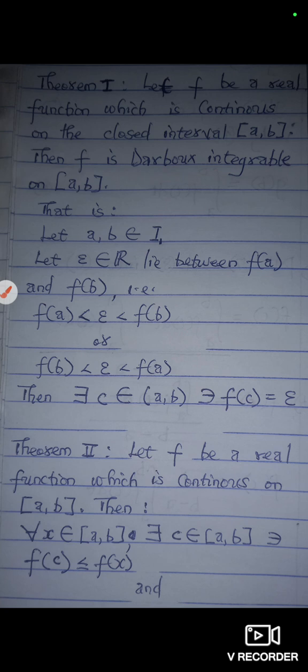Now by the extreme value theorem, if f is Darboux integrable, then we can find two real numbers in the closed interval such that the function at one is less than or equal to the other, or greater than or equal to the other. That is just it. So let us go back to this. Now we are going to use the extreme value theorem. Let us pick two real numbers in that interval. Let's call them m, small m, and big M.